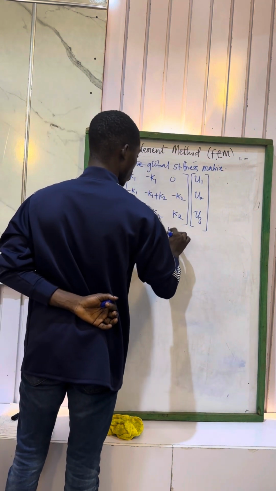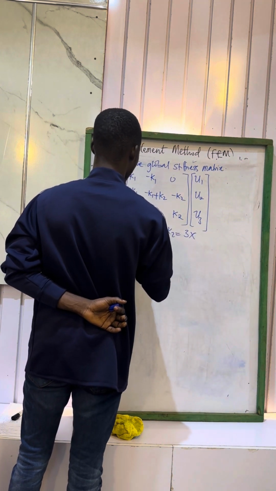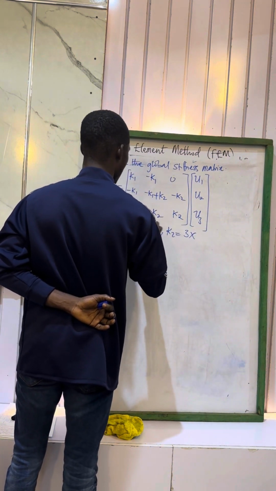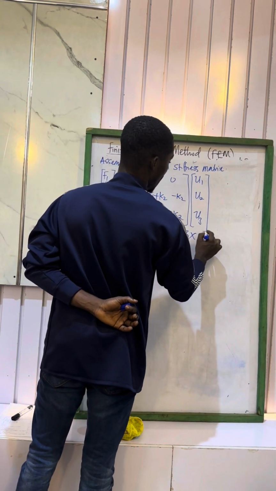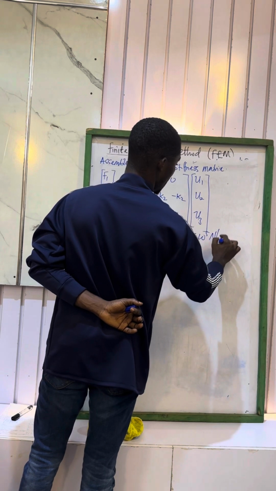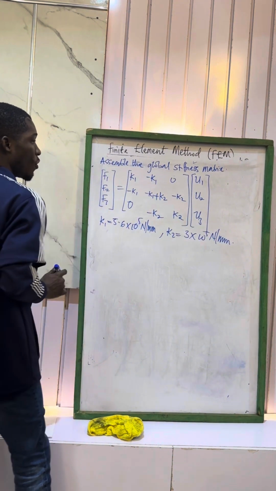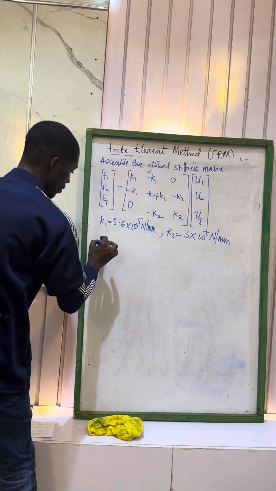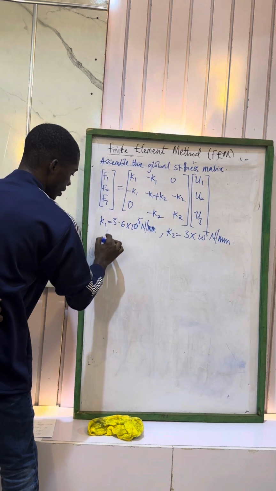Then my K2 is equal to 3 times 10 to the power 5 Newton per millimeter, and K1 is 5.6 times 10 to the power 5 Newton per millimeter. Now, how do we get the force? Let me show you how we get the force. I'll draw the diagram again so that I'll be able to see it.